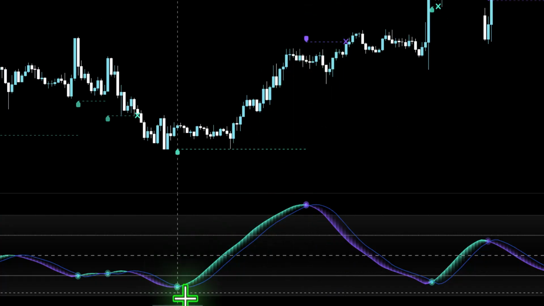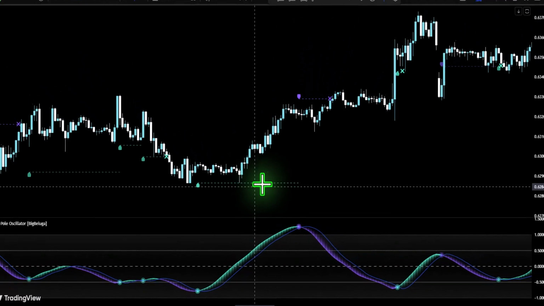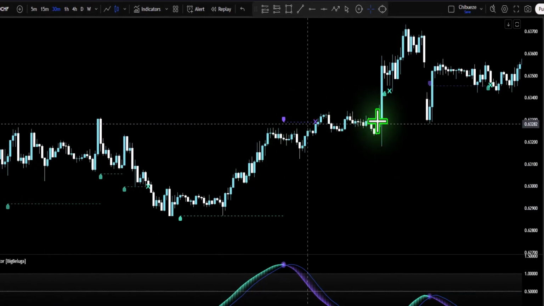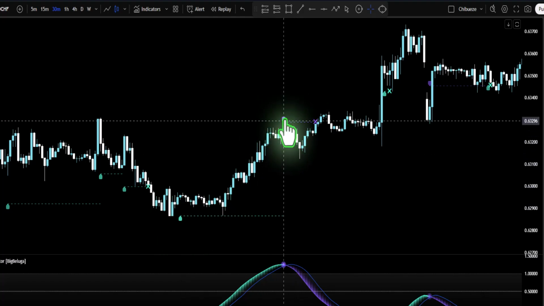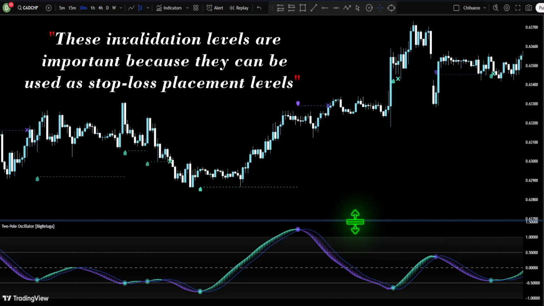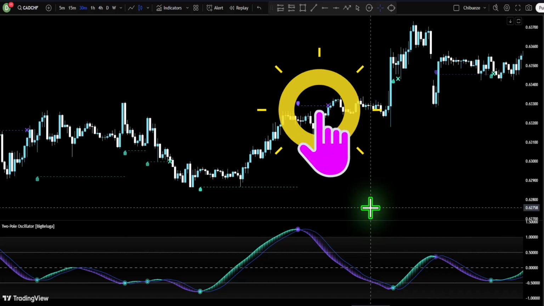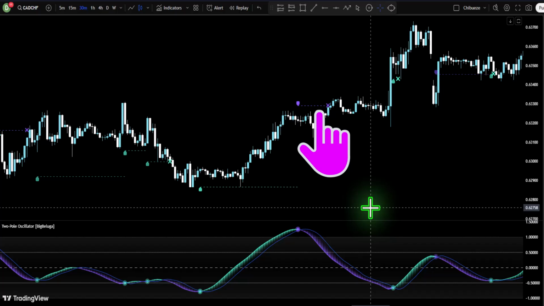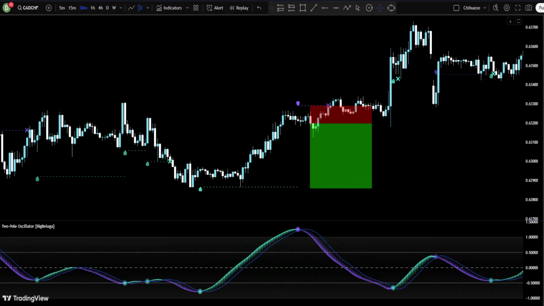So not only does it print the buy and sell signals in the oscillator window, but it also prints them on the chart window. Next to every signal, there's a dotted line known as an invalidation level. A bullish invalidation level appears near the buy signals, and a bearish invalidation level appears near sell signals. These invalidation levels are important because they can be used as stop-loss placement levels. Whenever an invalidation level is touched by the price, an X label appears to show that the price went against the signal and effectively invalidated it. If you had taken any positions, that would also mean that any stop losses set just beyond the invalidation level might have been hit.